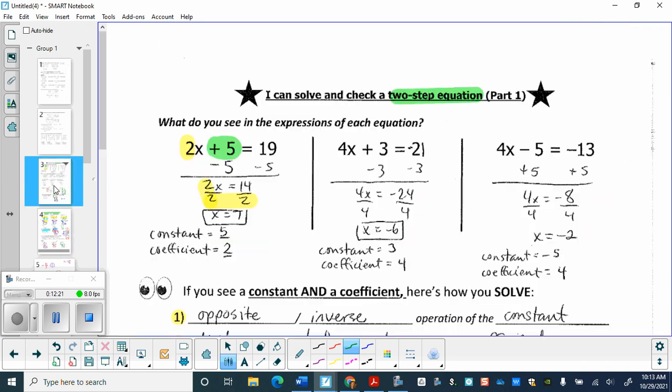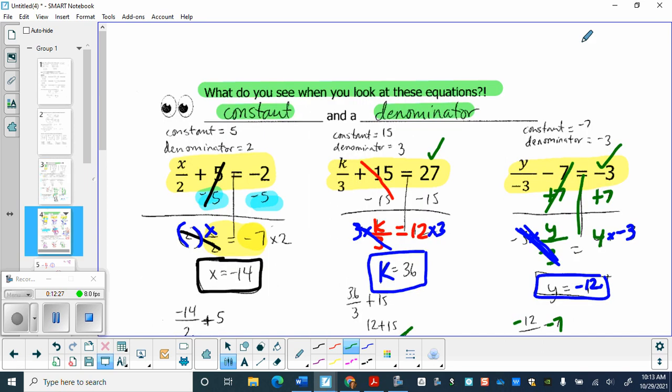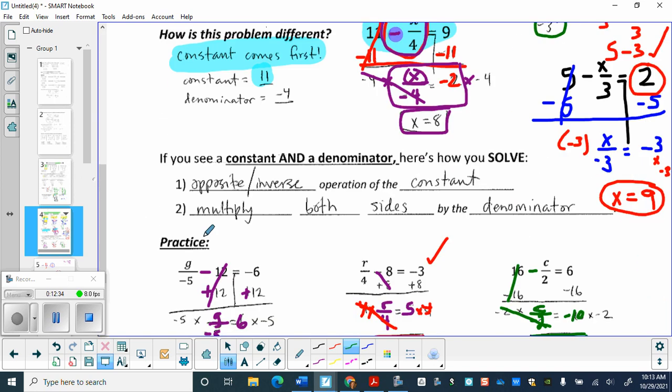So the other video was what to do for 2 steps if you see a coefficient with your constant. This is still 2 steps, but we talked about what to do if you see a denominator and your constant. In case you forget, it's going to be right here.